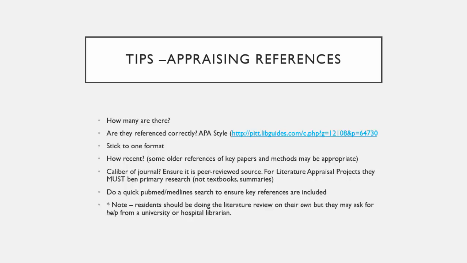Some people would recommend doing a quick PubMed Medline search, and that's interesting to just ensure key references are included and that nothing was obviously missed. And it is important to note that residents should be doing literature review on their own. They may ask for help from a university or hospital librarian, but they aren't able to sort of outsource and hire someone to do the literature review for them.